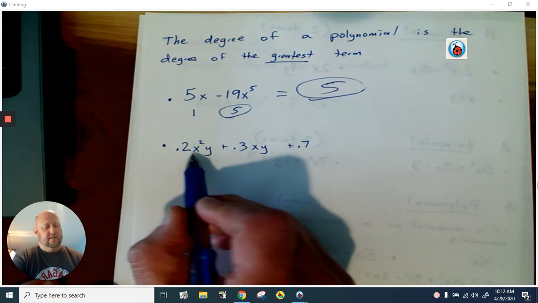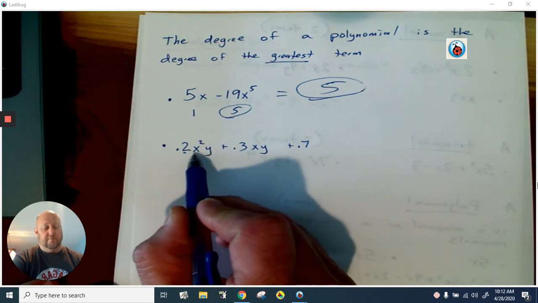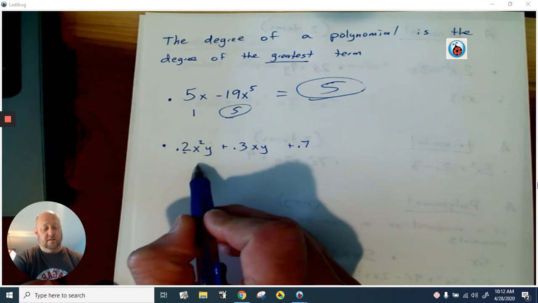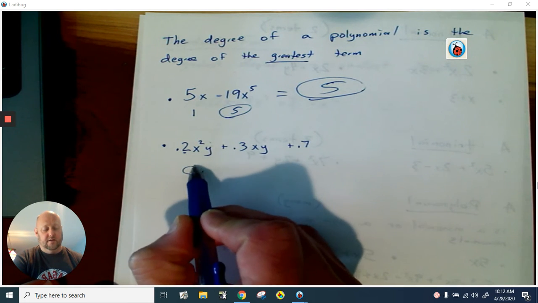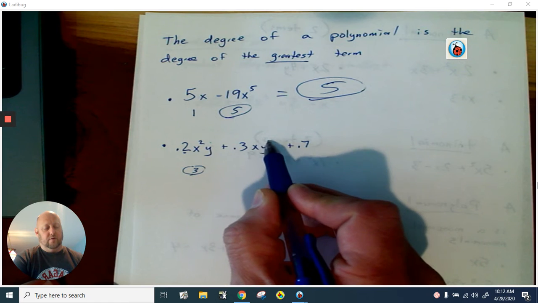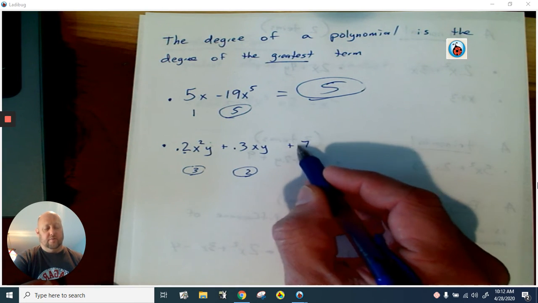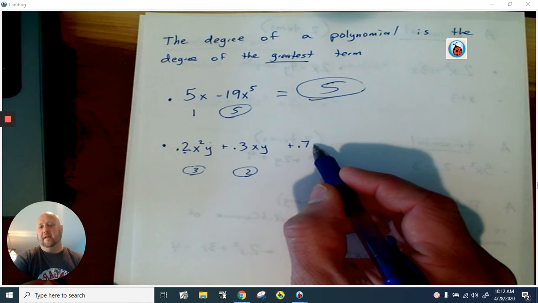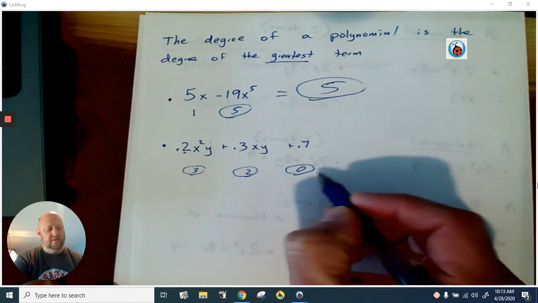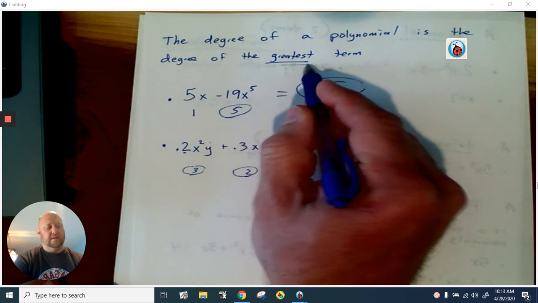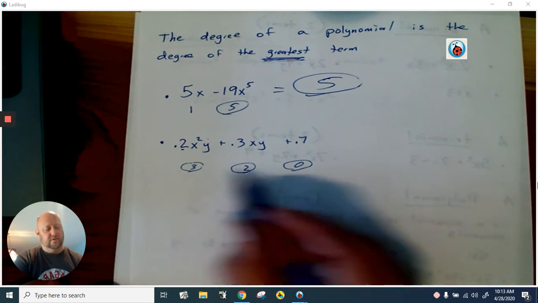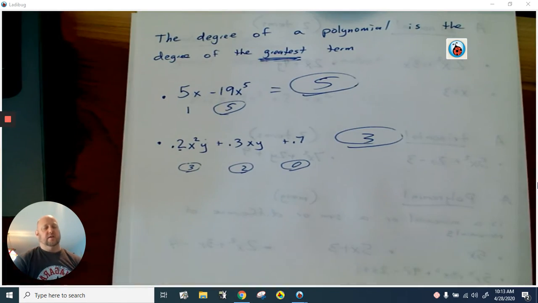Okay? This part, remember if you have multiple things, this is a 2 and a 1. This part has a degree of 3. This part, we have a 1 and a 1. That would be a 2. This, again, we don't care about the number. The question is how many x's are attached. That's a 0. And then we pick the greatest number of those. So this would be a 3rd degree polynomial. Okay? Very simple so far.